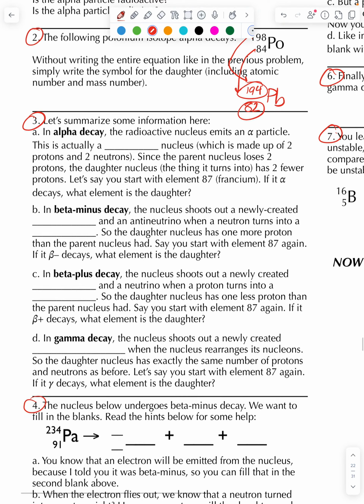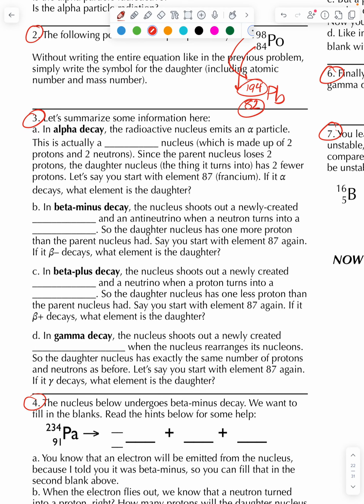I'll kind of skip this. You can look at the answer key. Well, maybe since it brings up beta plus and gamma, I'll go ahead and do it. In alpha decay, the radioactive nucleus emits an alpha particle, which is actually a helium-4 nucleus. Let's say you start with element 87. If it alpha decays, what element is its daughter? 85. It loses 2 protons.